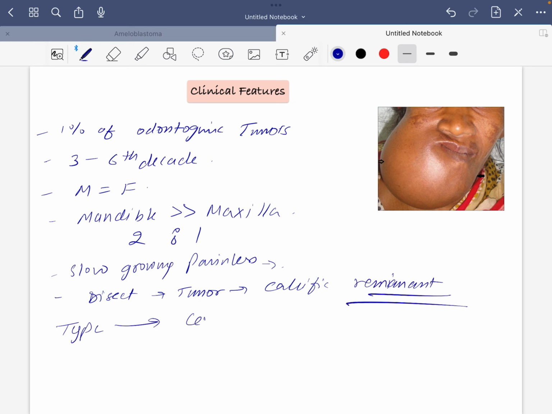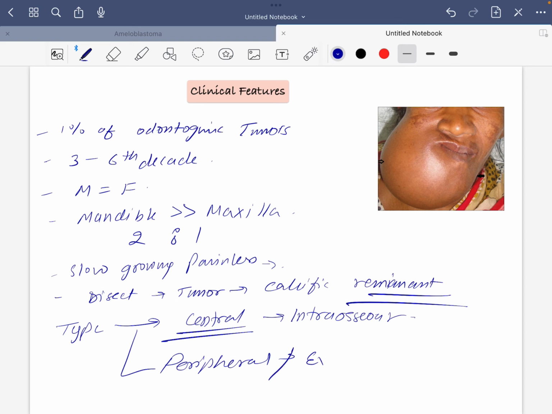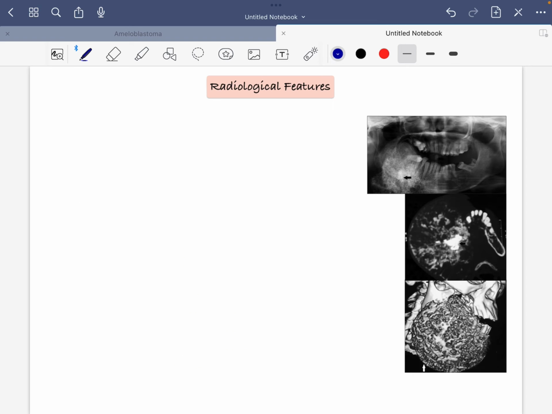There are two variants of it. Most common is the central variant, basically intraosseous lesions, and around 1 to 2% are peripheral, basically known as extraosseous lesions.